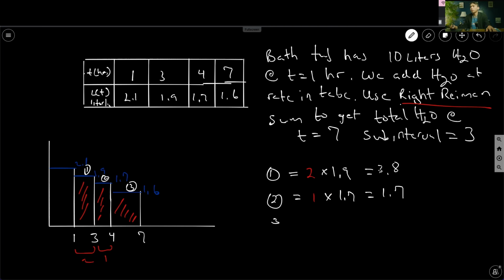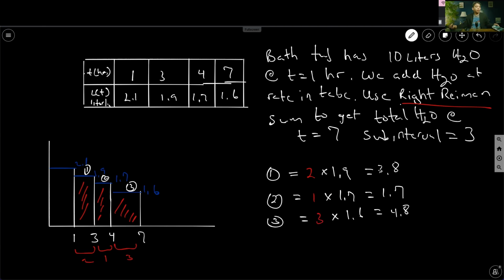And for the third rectangle, you have from 4 to 7. That's a width of 3. So it's going to be 3 times the height of 1.6. Okay, so it's going to be equal to 4.8. Okay, and then we just add them all together. So we have 3.8 plus 1.7 plus 4.8.